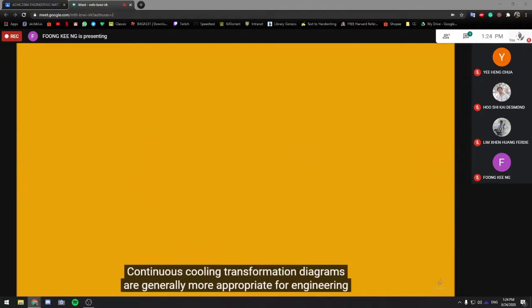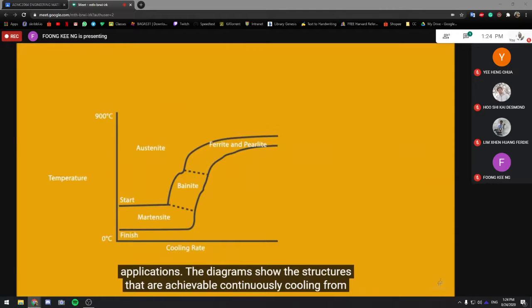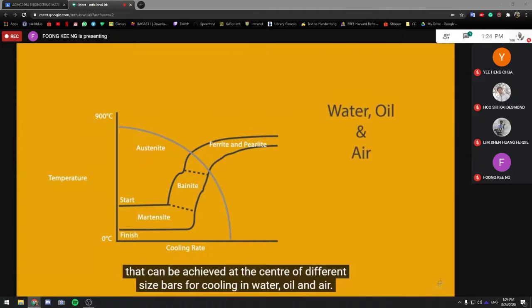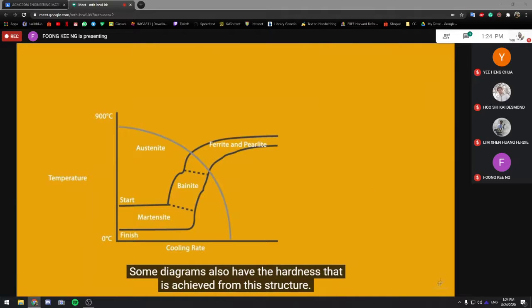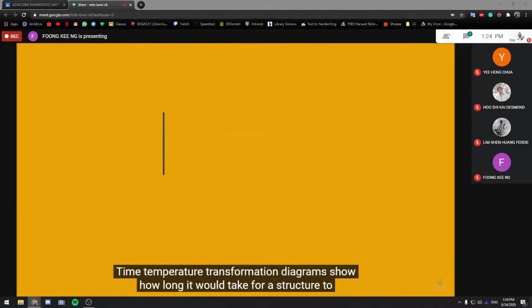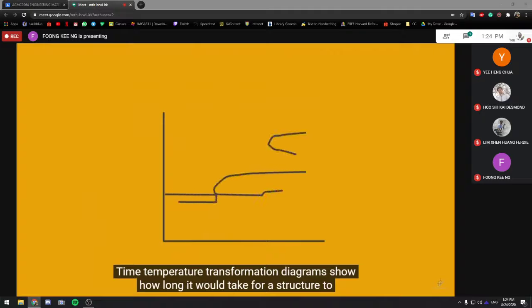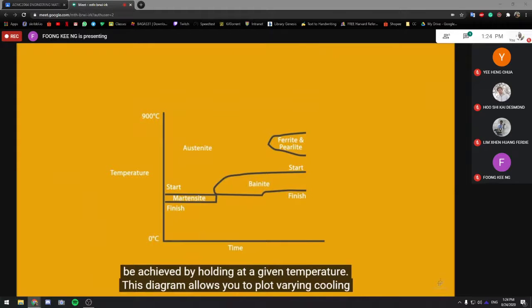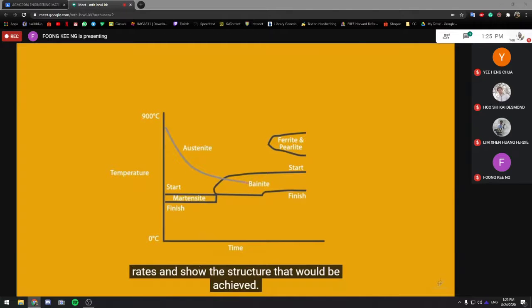Continuous cooling transformation diagrams are generally more appropriate for engineering applications. The diagrams show the structures that are achievable continuously cooling from the austenitization temperature at a constant rate. These diagrams often show the structure that can be achieved at the center of different sized bars for cooling in water, oil, and air. Some diagrams also have the hardness that is achieved from this structure. Time temperature transformation diagrams show how long it would take for a structure to be achieved by holding at a given temperature. This diagram allows you to plot varying cooling rates and show the structure that would be achieved.